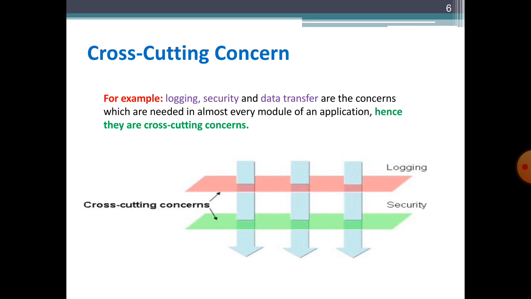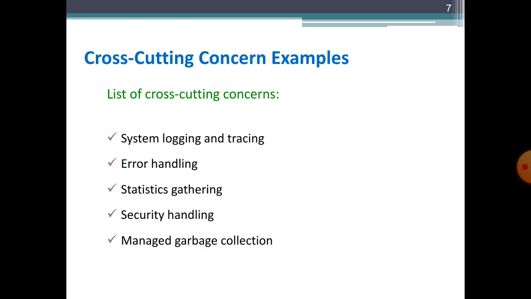These are the different cross-cutting concerns which are met at the system level. Not only these are cross-cutting concerns, there are some other concerns as well. Here is a list of some examples: tracing, system logging, error handling, data gathering about statistics, security handling, and the management of garbage collection is also a type of cross-cutting concern.